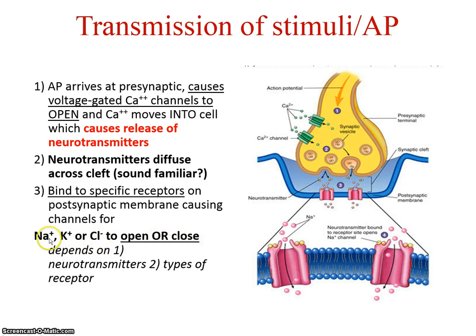Okay, so if these open, right, the sodium ones, we get depolarization. If potassium or chloride open, we get hyperpolarization. So which channel opens in the postsynaptic depends on the neurotransmitter released and the types of receptors in the membrane.